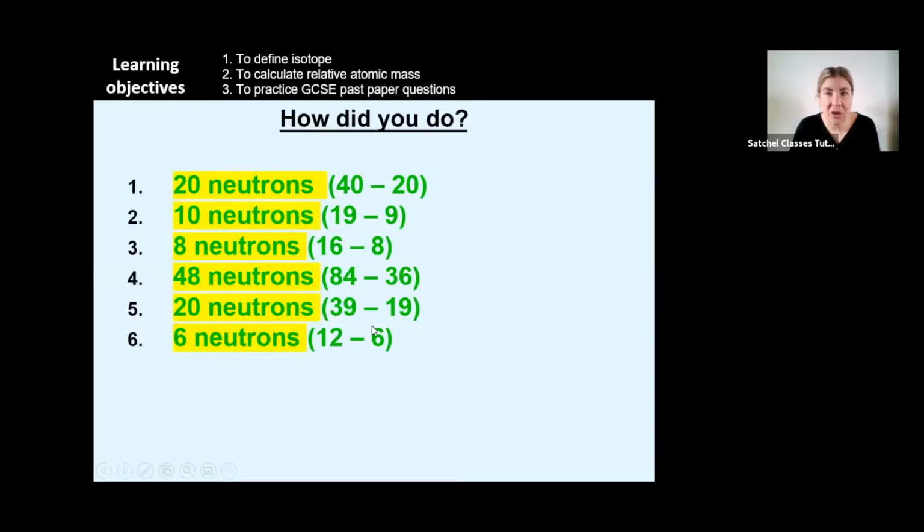Now, some of you have done that already and are thinking, oh yes, I did that as well. Some of you might be thinking, well, how have you done that? Where have you got these numbers from? And the answer is the periodic table. The number of neutrons I can calculate by taking the atomic mass of that element and minusing the atomic number.